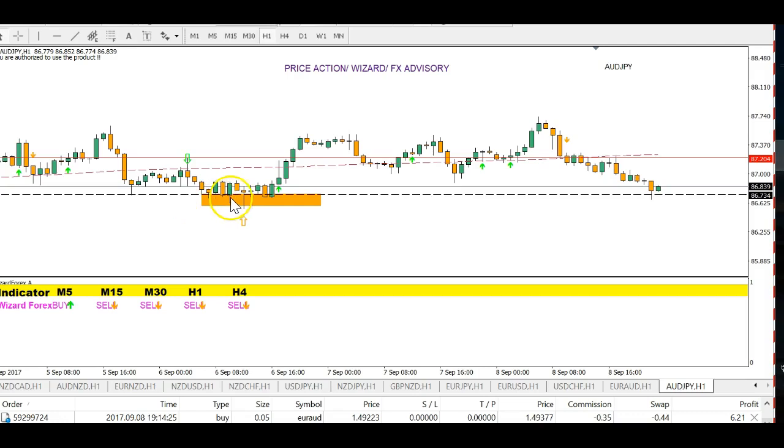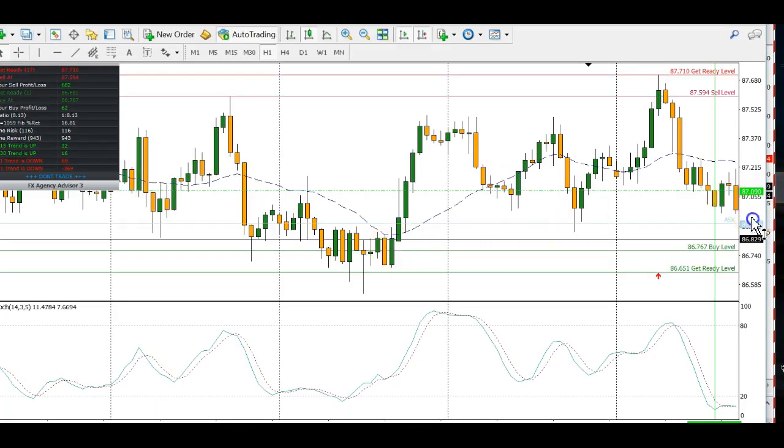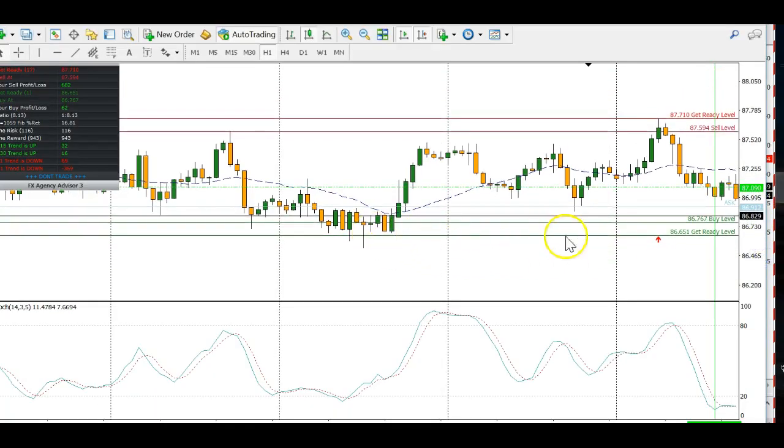And again, price action, the combination of the wizard confirming this level of support and giving us a buy signal, and switching over to the advisory indicator, we have this buy area telling us to buy at 86.76. It just confirms this trade, and that was a nice trade. So these are trades that I look for.